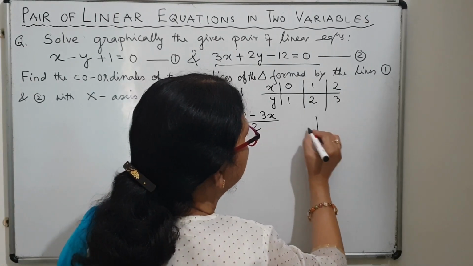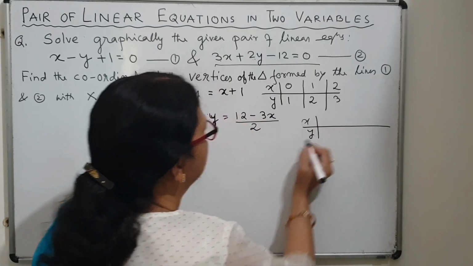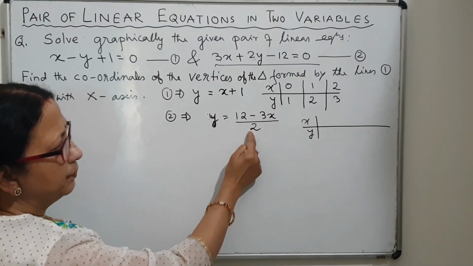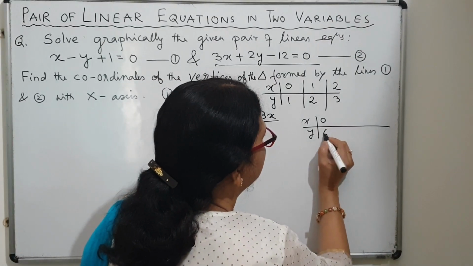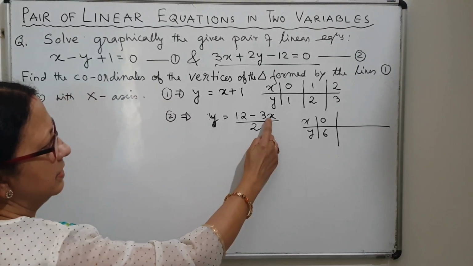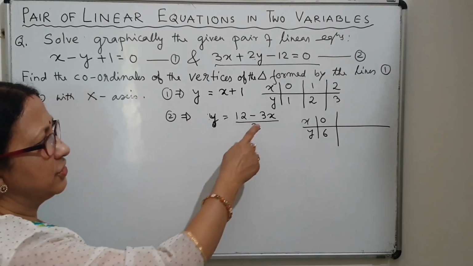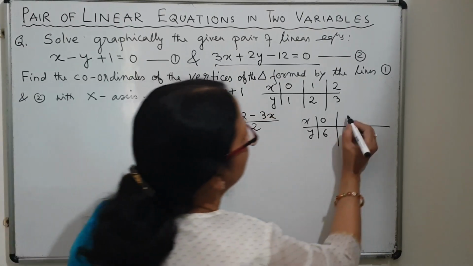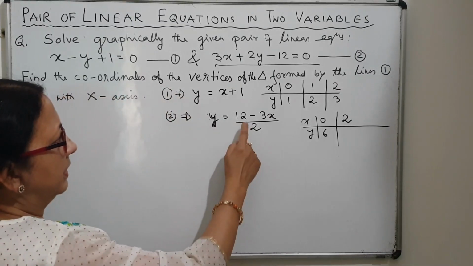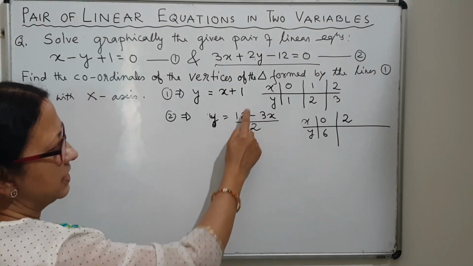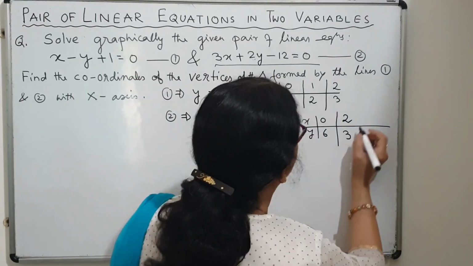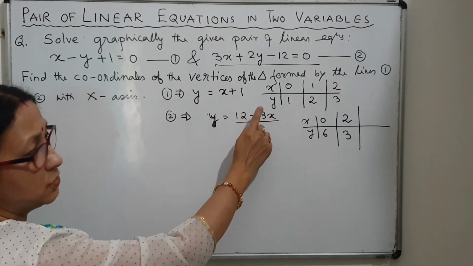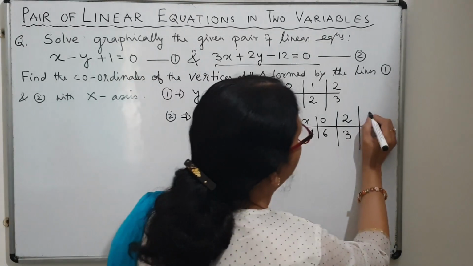Then I get the corresponding table of x, y. If x is 0, then 12 by 2, 6. So x is 0, it will be 6. If x is 1, 12 minus 3 is 9, so it will be a fraction, so don't take 1, you take 2. 3 twos are 6, 12 minus 6 is 6, and 6 by 2 is 3. And then let me take 4. 3 fours are 12, so 12 minus 12 will be 0. So x is 4, then y will be 0.